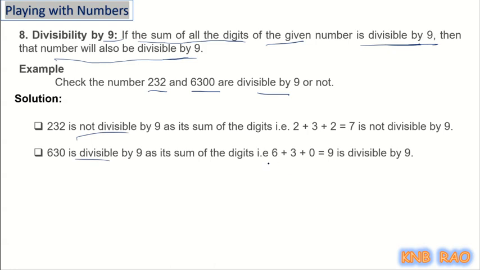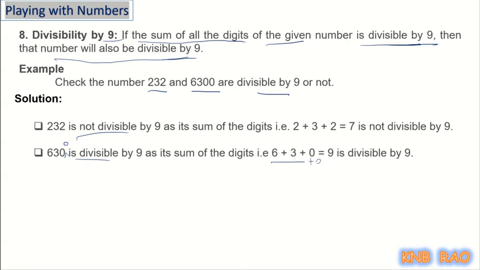Why? Because the sum of the digits, the 0s also we will take. 6 plus 3 plus 0 plus 0 gives 9, which is divisible by 9, therefore 6300 is divisible by 9. Okay, so this is how we do this checking.